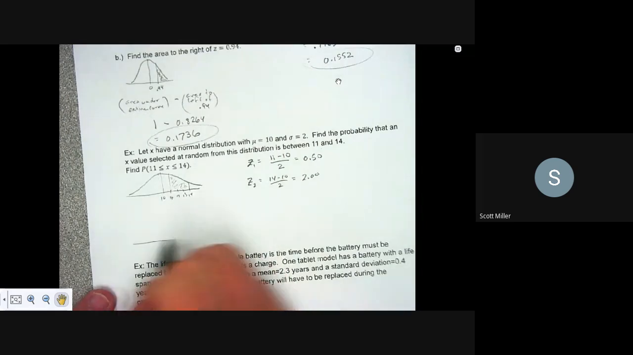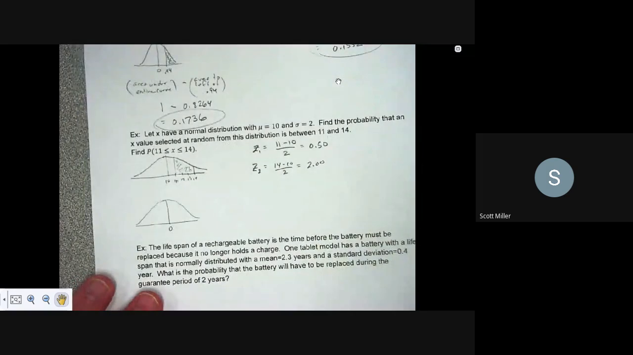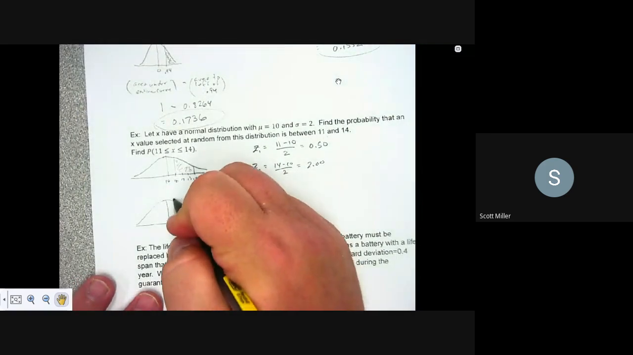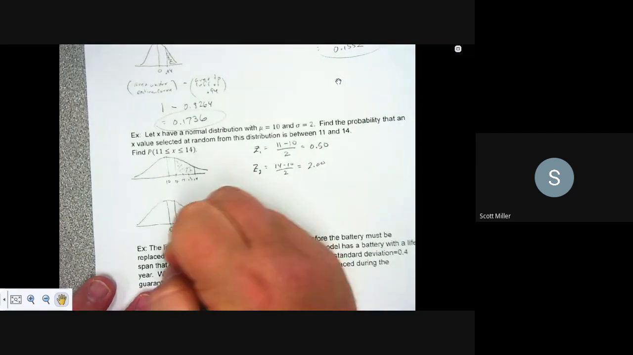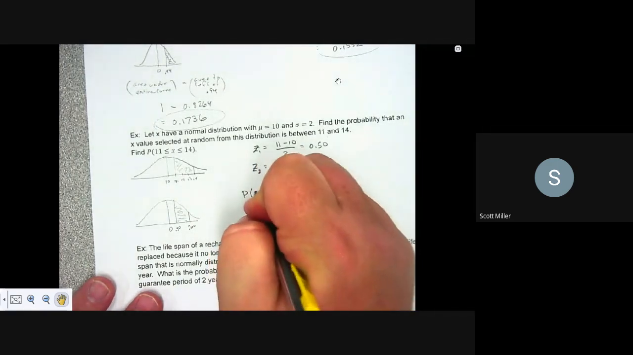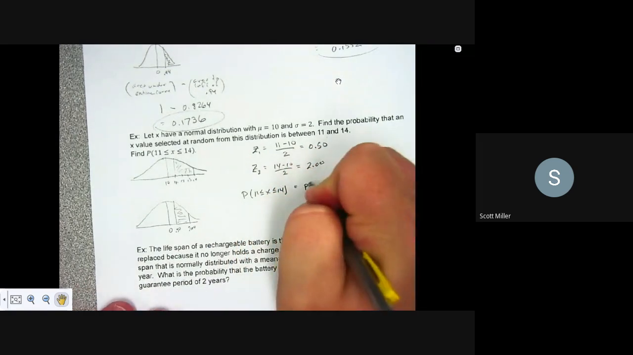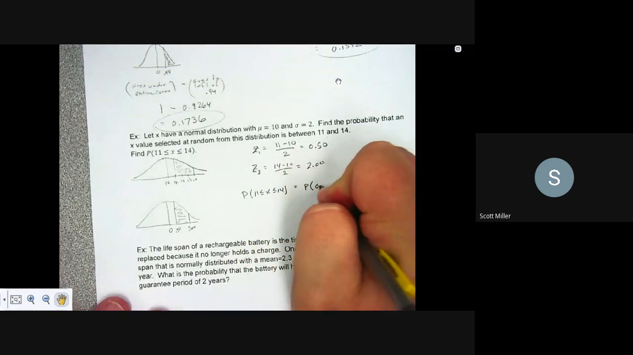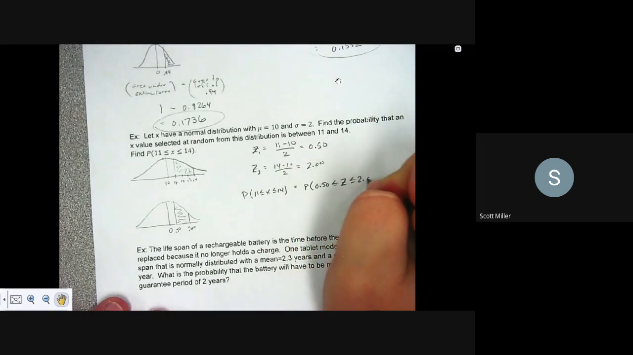What this means is I now have converted this to a standardized normal distribution where the mean is now 0. Okay? And now I want to find the area between 0.50 and 2.00. I'm looking for that area. In other words, the probability that X is between 11 and 14 is the same thing as the probability that the z-score is between 0.50 and 2.00.